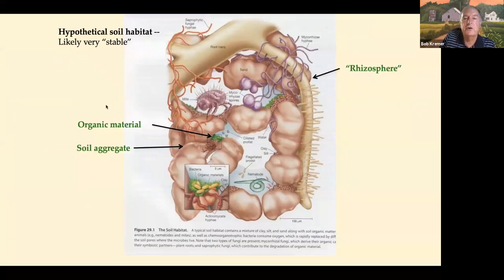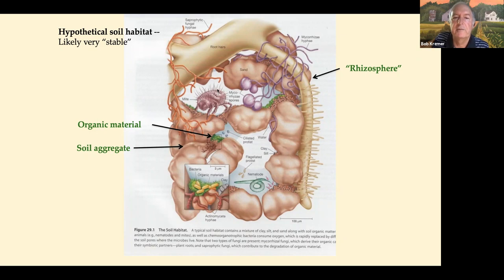So a hypothetical soil habitat then, where would you find these organisms within the soil? Here is your soil aggregate: sand, silt, and clay, with organic material being produced here. The small microflora, the bacteria and the fungi, would be found in these crevices or intersections of these soil particles in the aggregate. And also notice what else you have here: water films. Microorganisms are basically aquatic organisms, so they need to have a water film nearby in order to function, in order to take up that carbon substrate from the plants.